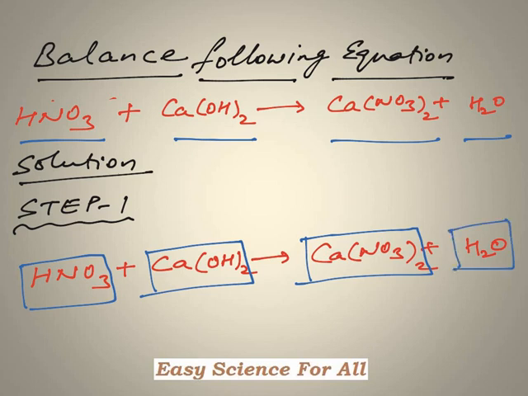So this is the first thing that we will do, and the second thing is that we are going to count the total number of atoms that are there inside these boxes. So if you look at the first reactant, 1 hydrogen, 1 nitrogen and 3 oxygen, it means there are 5 atoms inside it. Likewise, there is 1 calcium, 2 oxygen and 2 hydrogen, so 5 atoms are there inside it. And here there is 1 calcium, 2 nitrogen and 6 oxygen, so in all 9 atoms are there, and in this case 2 hydrogen and 1 oxygen, so in all 3 atoms are there inside this fourth box.